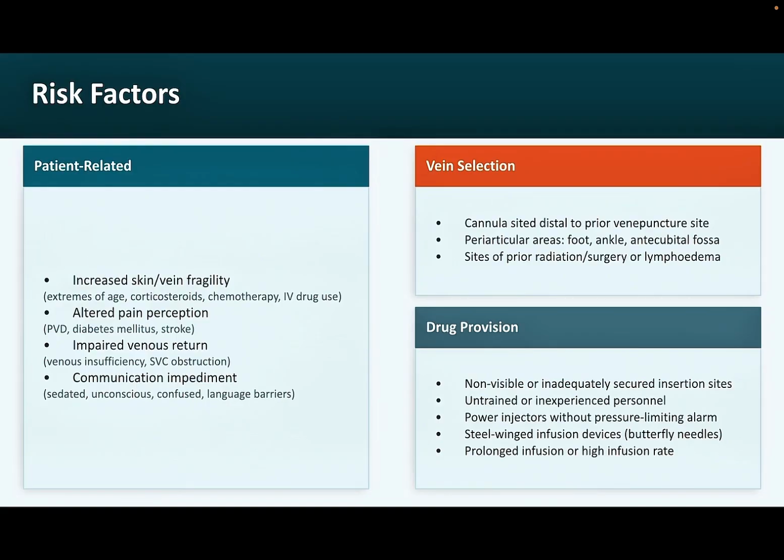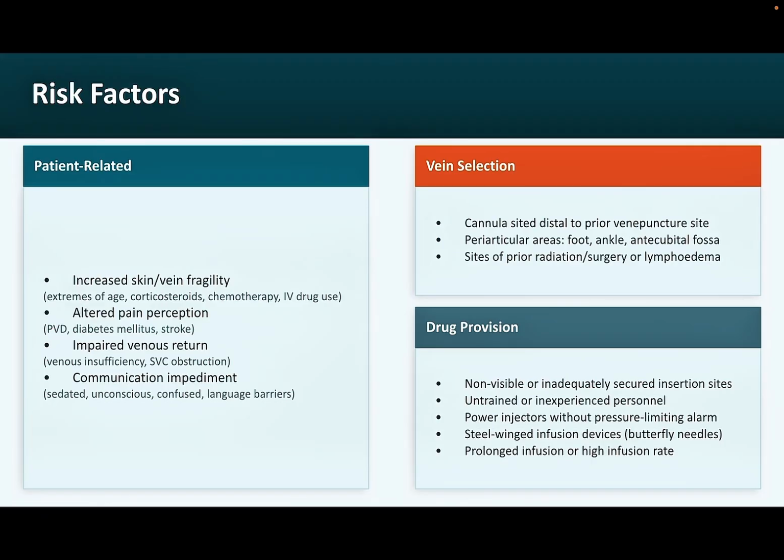These are the risk factors. It can be patient-related, vein selection related, or related to provision of drugs. What are the patient-related risk factors? Increased skin or vein fragility, which can be seen in extremes of age, the elderly, and corticosteroid use, which can increase vein fragility; chemotherapy, which can cause difficult cannulation; and also IV drug use. Altered pain perception is seen with diabetes mellitus, peripheral vascular disease, and in stroke patients who lose sensation of the affected limb.